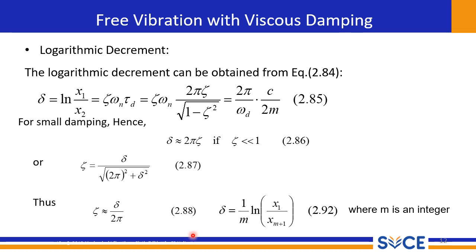Generalizing the logarithmic decrement: instead of using two consecutive peaks, we can use any two peaks that are m cycles apart. The formula then becomes as shown in equation 2.92, where m is an integer. Logarithmic decrement is a powerful tool for analyzing underdamped systems. It allows us to easily estimate the damping ratio from experimental measurements of peak amplitudes, which can be very useful in practical applications.